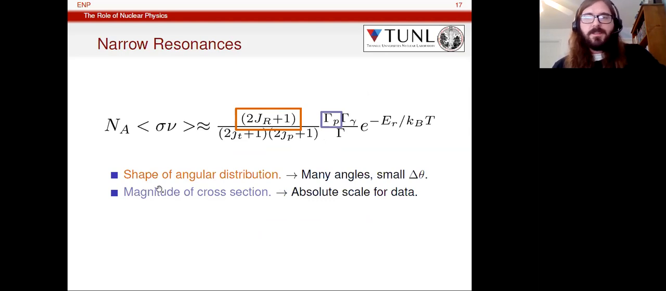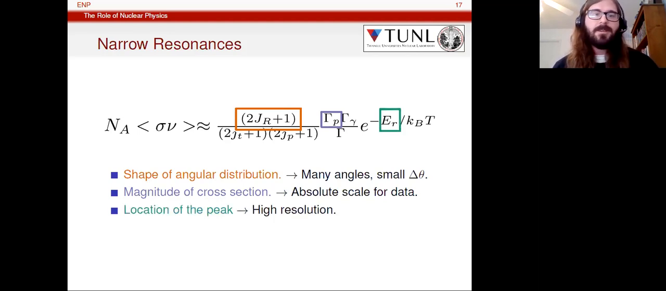The magnitude of this differential cross-section will be related to the proton partial width. And for this, experimentally, we're going to need an absolute scaling for our data. And then finally, the energy is just going to be related to, in the experiment that we did, the location of the peak in the spectrum. And this really is aided by high resolution so that we know that all of the counts in the peak location are identified with the state of interest. And so we really want as high resolution as possible with all these other constraints.